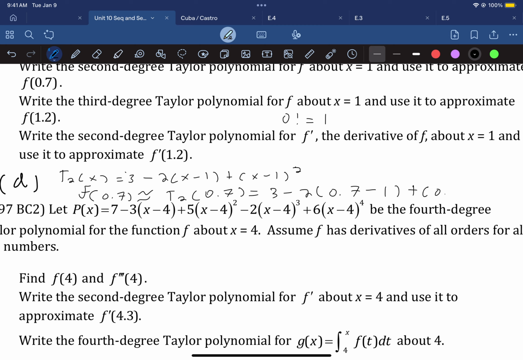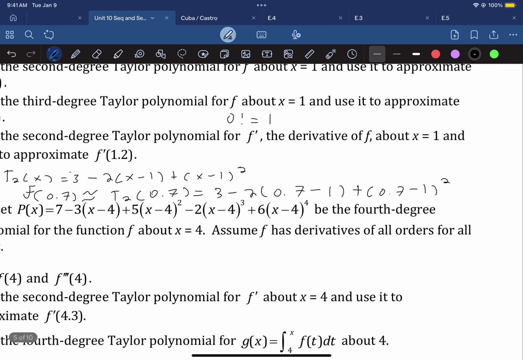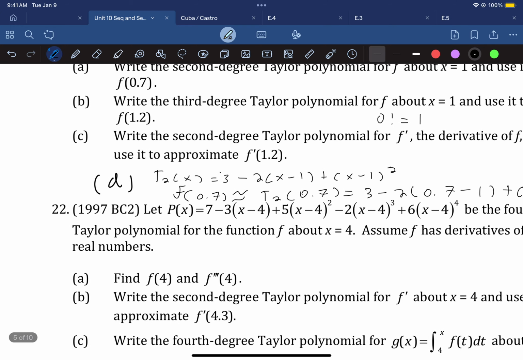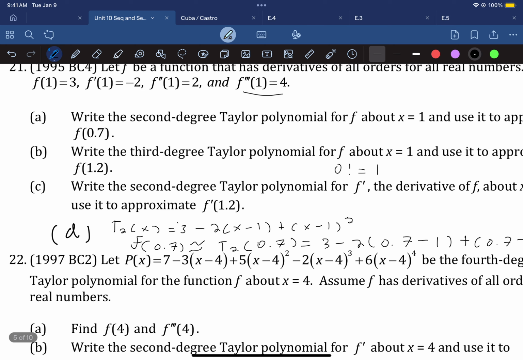Plus 0.7 minus 1 squared. And then when this is evaluated in your calculator, you will get that this is equal to 3.69. Okay, so we have our answer right here.